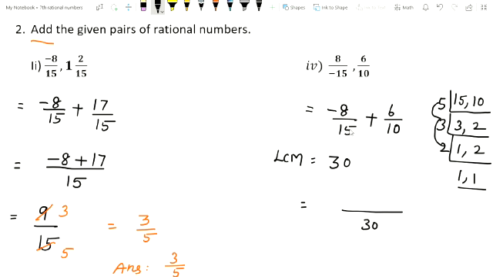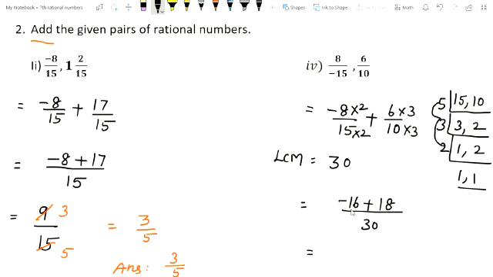Here see the first term. The denominator is 15, so 15 twos are 30. Once you multiply the denominator, you have to multiply the numerator also. So 2 into minus 8, you get minus 16. Plus, here 10 is there, so 10 threes are 30. So the numerator also you have to multiply, so 6 threes are 18.